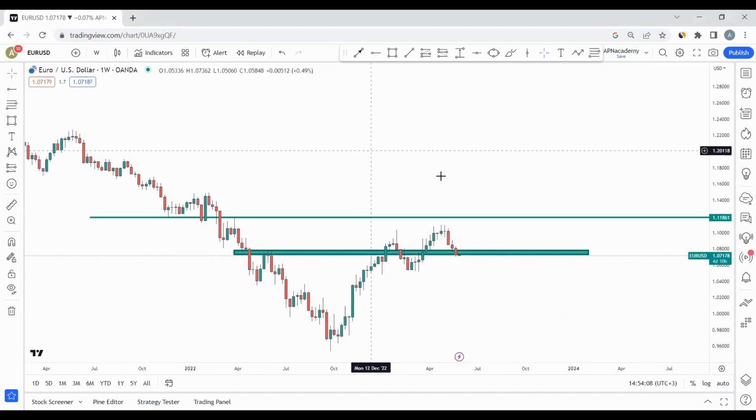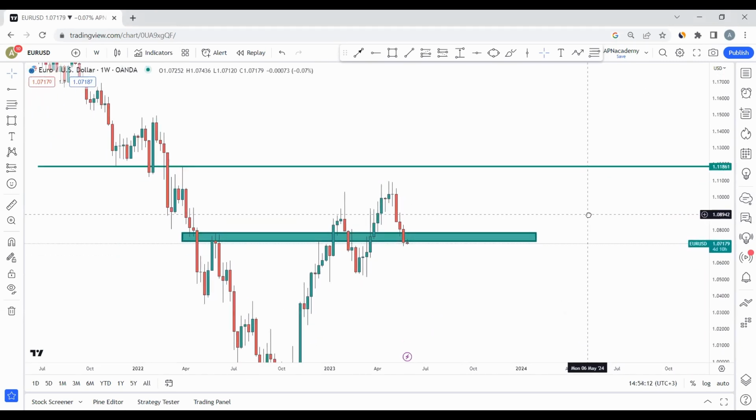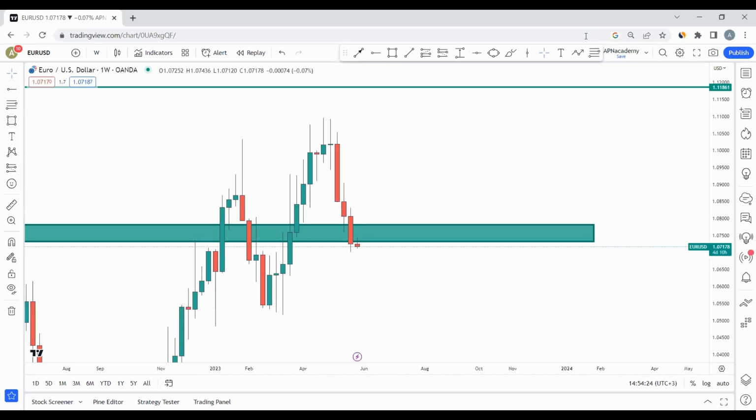Now, why do we call this a top-down analysis? We call it a top-down analysis because we want to see and ensure that all the time frames are agreeing, right? Now, when you come down to weekly, we had this impulsive move upwards, and also the market created for us an M. I'm just going to show you here. Do you see this? The market created for us an M here, right? And a push down coming to this support level.